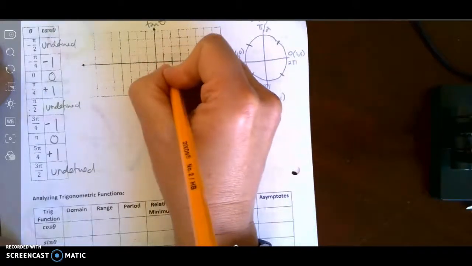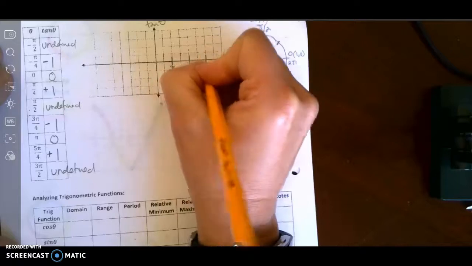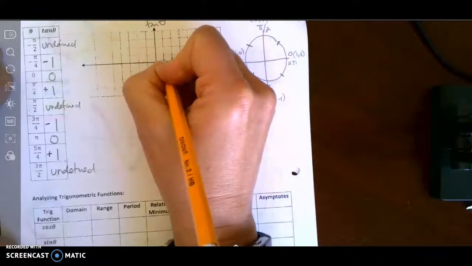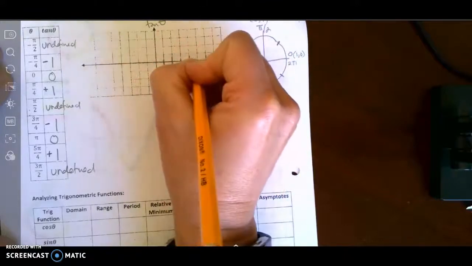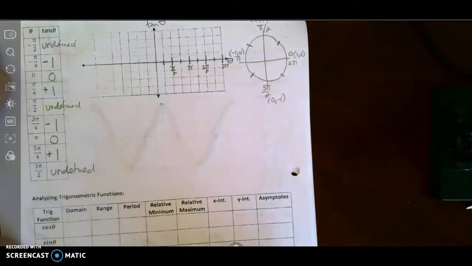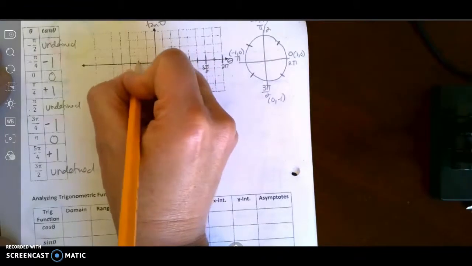So, of course, this is 0. This is pi over 2. This is pi, 3 pi over 2, and 2 pi. And so halfway represents our pi over 4s. Okay? And I'm going to do the same thing going the other way.